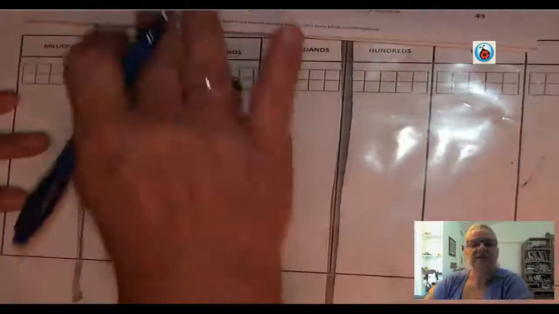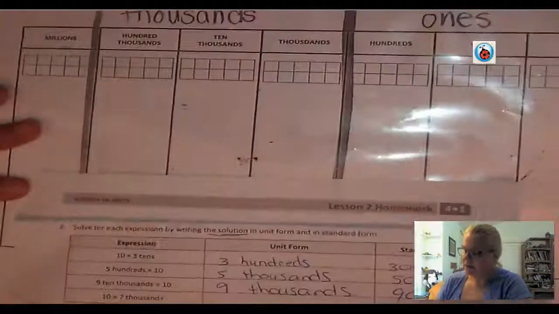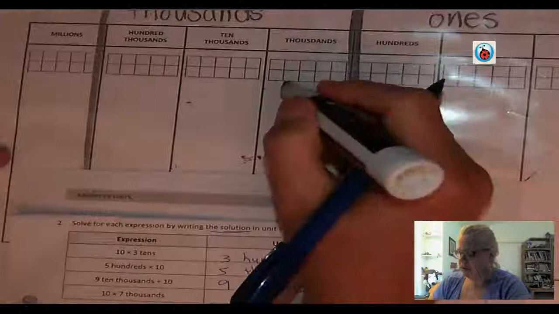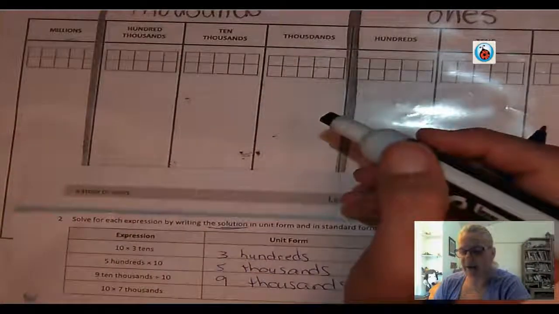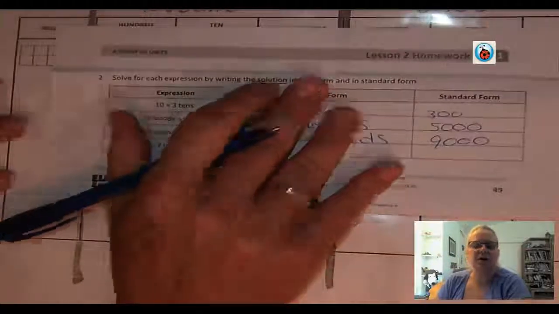Now we're going to go the other way again. 10 times 7,000. Okay, so 7,000. I want you to do that one on your own. Come back and check your answer. I'm just going to do it on the paper here.